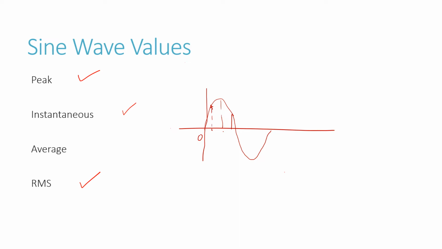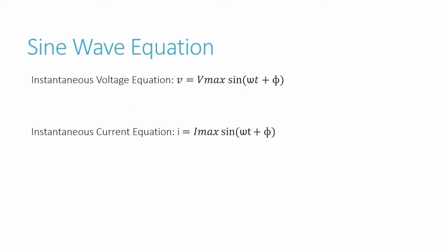All right, so we have seen, and in the next slide we're going to show you the equations that define the instantaneous value. Okay, let's move on. So the sine wave equation. We're going to look at the equations for the voltage and also the current. You will see here, looking at it quickly, that they're similar, except that one is voltage and one is current.